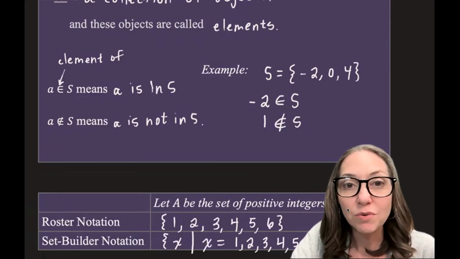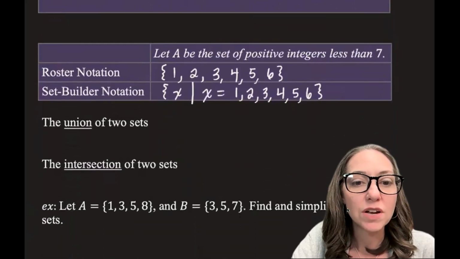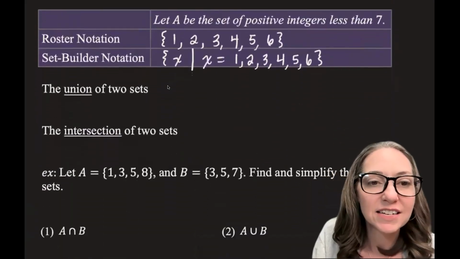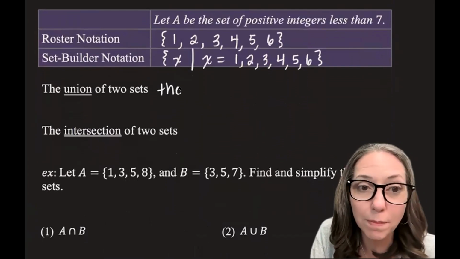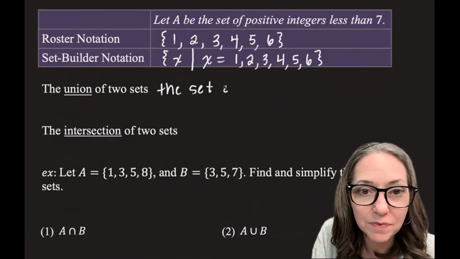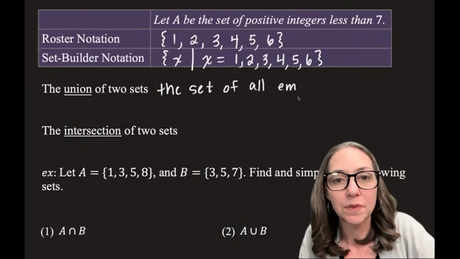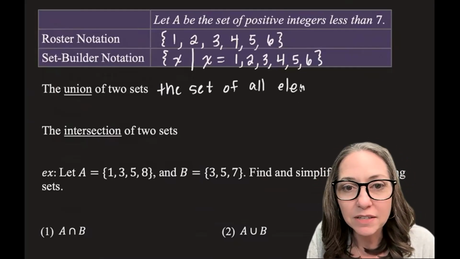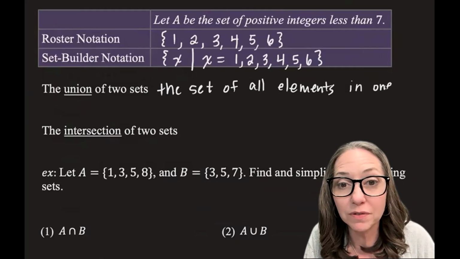All right, unions and intersections are next. So a union of two sets is the set of all elements that are in either set or both. The set of all elements in one set or the other or both.